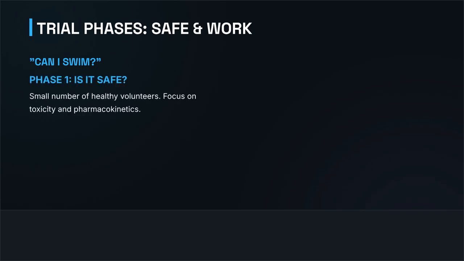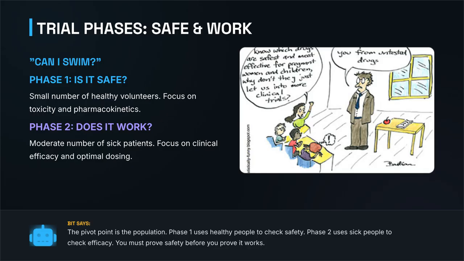Trial phases are formally divided into several chronological steps, starting with safe and work. BIT says the pivot point is the population. Phase 1 uses healthy people to check safety. Phase 2 uses sick people to check efficacy. You must prove safety before you prove it works.